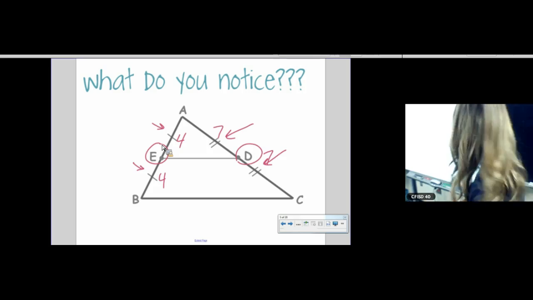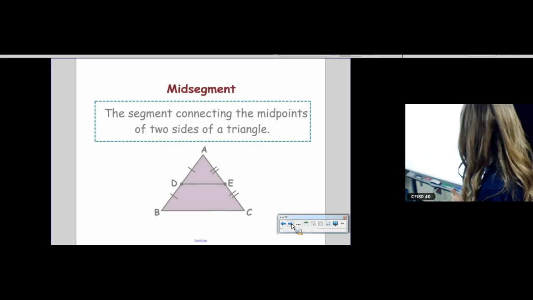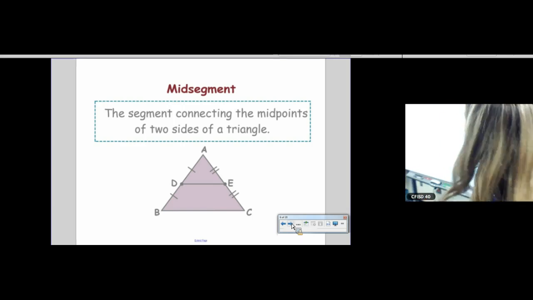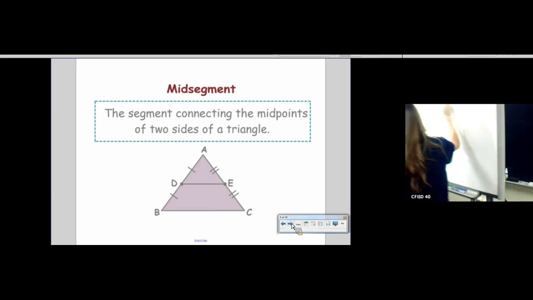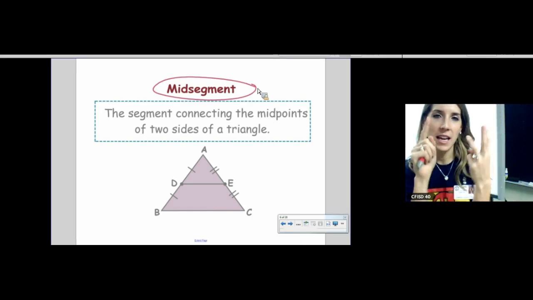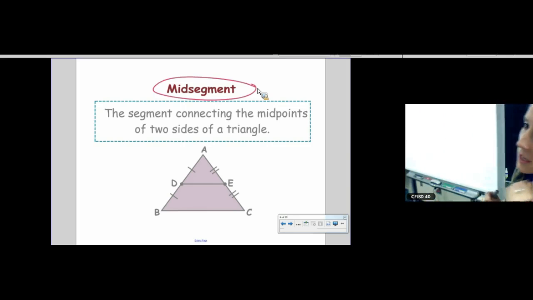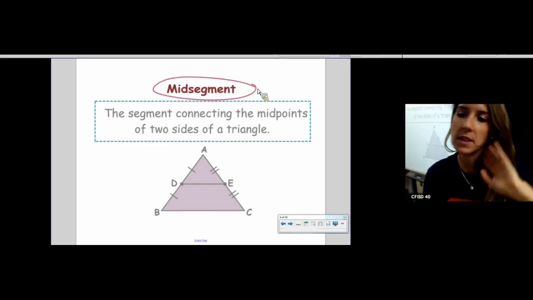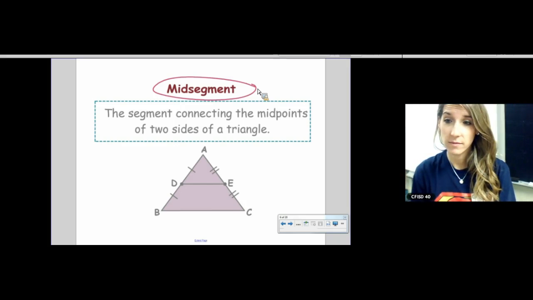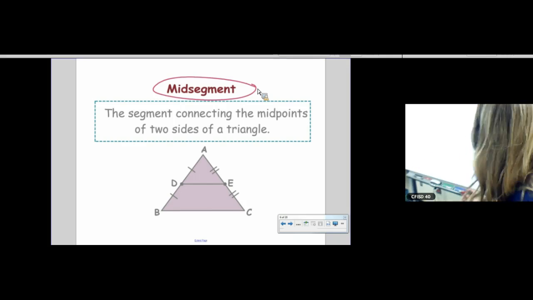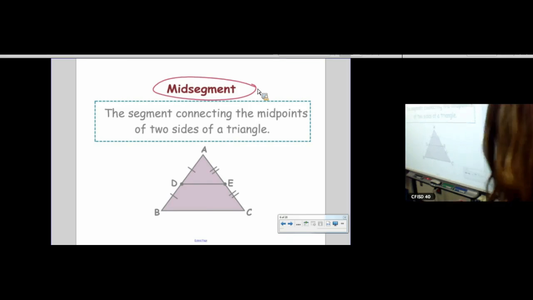And it has a specific name. You can write this in your notes or commit this to your memory. The new word is midsegment. So now we have altitude, median, angle bisector, perpendicular bisector, and midsegment makes 5. A midsegment is the segment connecting the midpoints of two sides of a triangle. Now, how many midsegments would a triangle have altogether? Well, a triangle has 3 sides, so a triangle is going to have 3 midsegments. Pause this if you need longer to write down the definition.